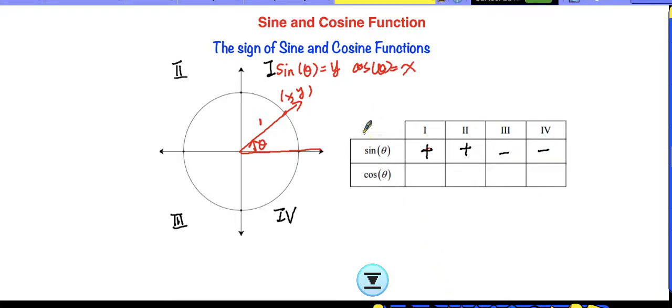And for cosine, for the x coordinate, the right side is always positive, and the left side is always negative. So for quadrants 1 and 4, because they are on the right side, it is positive. But for 2 and 3, because they are on the left side, it is negative. Okay? So this is basically how to quickly figure out the sign. In the future, if we talk about a certain angle, where the terminal ray is located in each part, we can quickly use this to determine if we have the right answer or not. Let's quickly check several examples here.